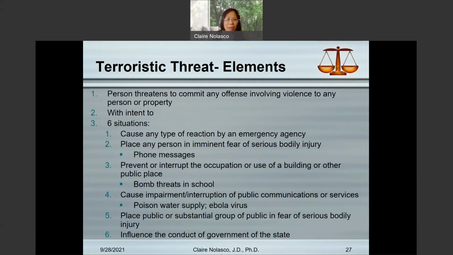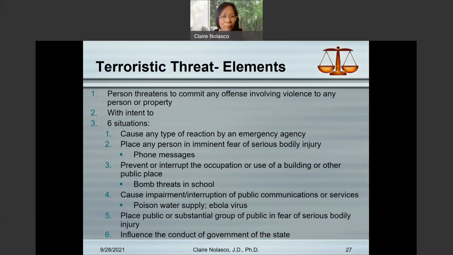Okay, assault by threat. So let's look at the elements of the crime of terroristic threat. The first element is that the person threatens to commit any offense involving violence to any person or property. Second, the mens rea, take note, is intentional. There has to be intent. It cannot be knowing, it cannot be reckless, it cannot be negligent. It has to be intentional. Third, the intent must be to achieve any of the following objectives. So there are 6 situations.